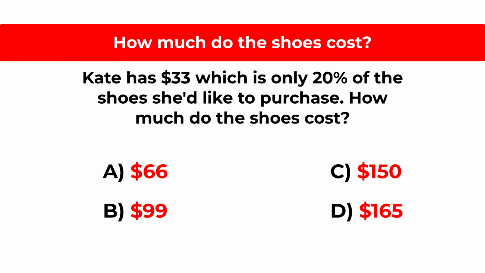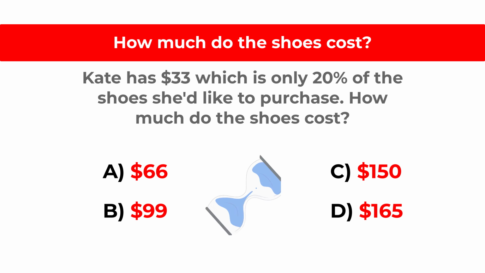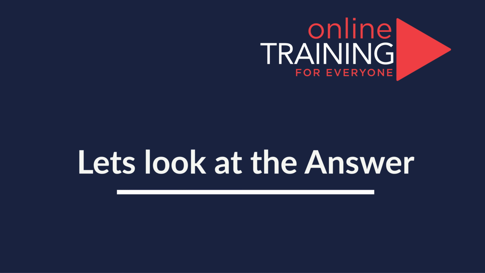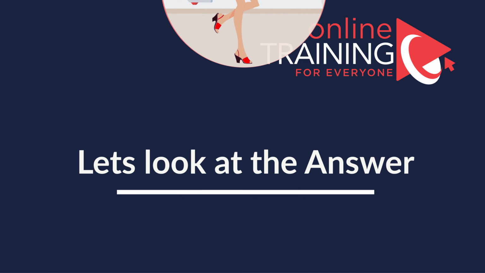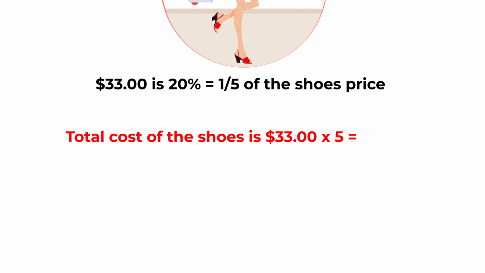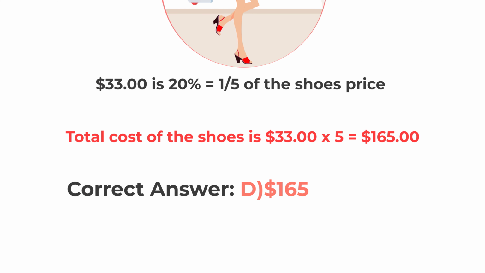Give yourself 10 to 15 seconds, maybe 20 to 30 seconds, depending how well you are with math and percentages. Ready or not, let's go ahead and get to the correct solution together. The answer to this problem is very simple. $33 is 20% or 1/5 of the shoe's price. So the total cost of the shoes would be 33 multiplied by 5, which would be equal $165. So the correct answer here is choice D, $165.